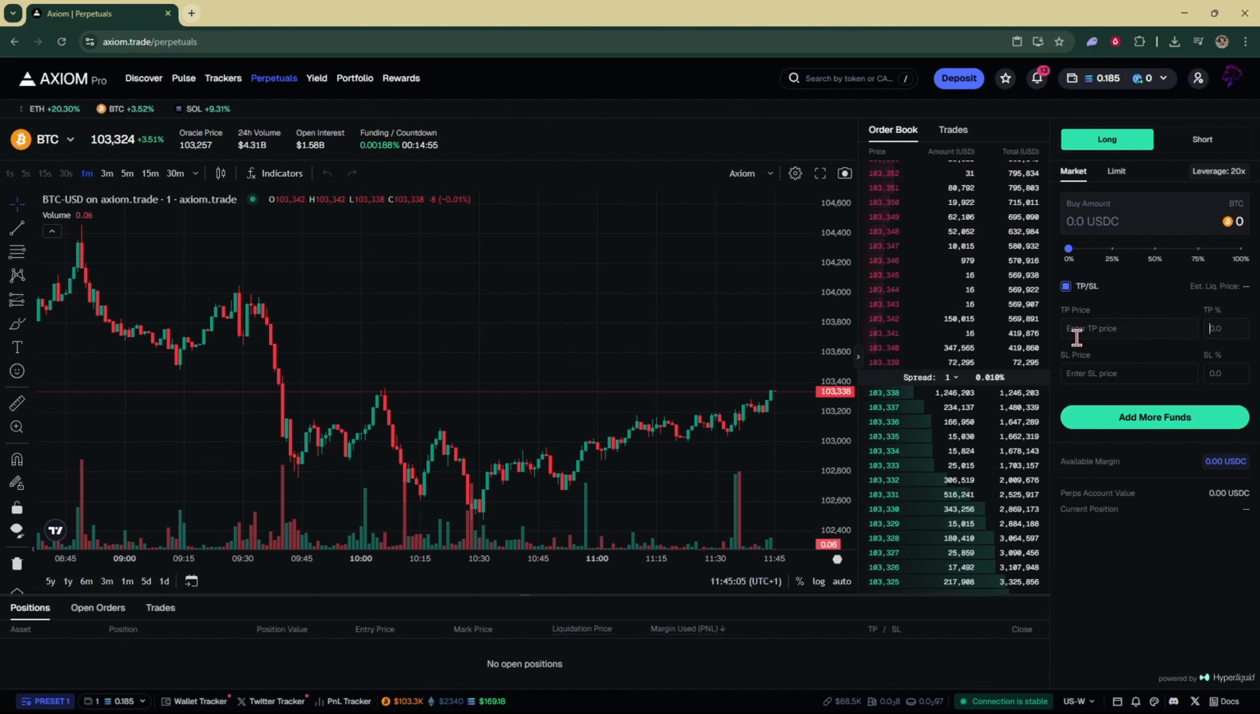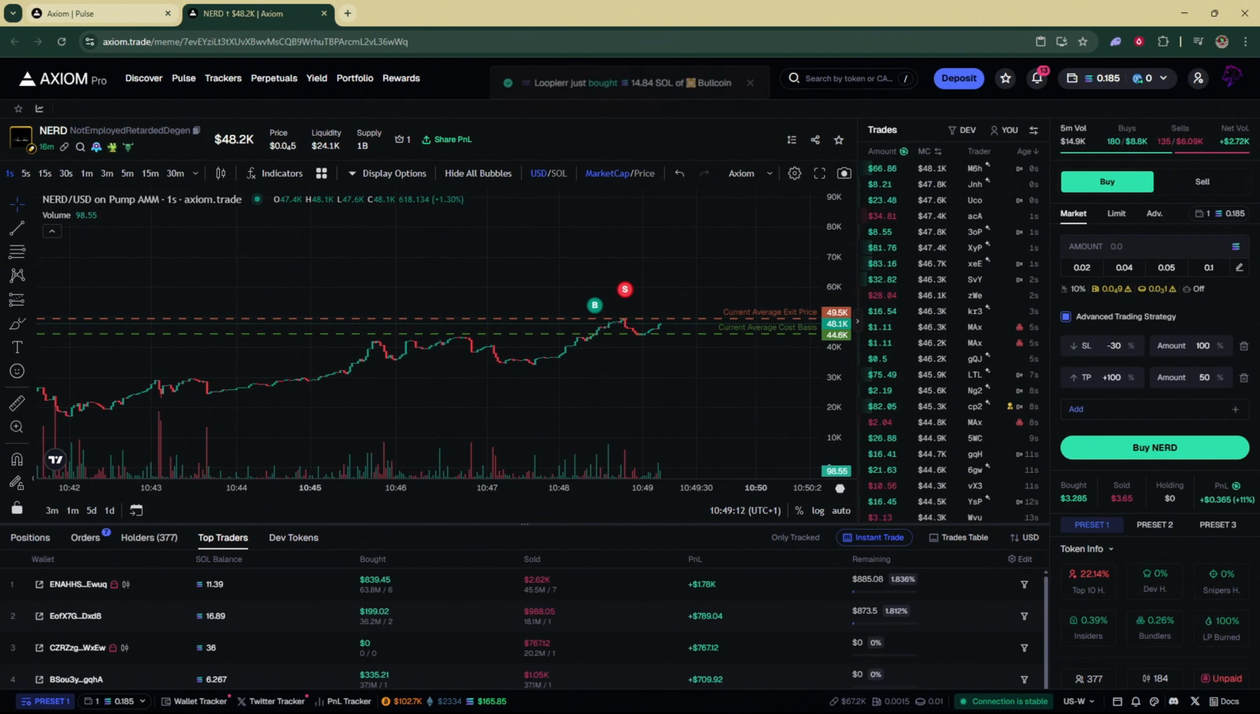If you only want to take out 50% of your profit when it reaches a certain price, for example, if it reaches 104, you only want to take out 50% of your profit and leave the rest in to see how much higher it can go, you can do that. And that's how to set a stop loss and a take profit in Axiom Pro.